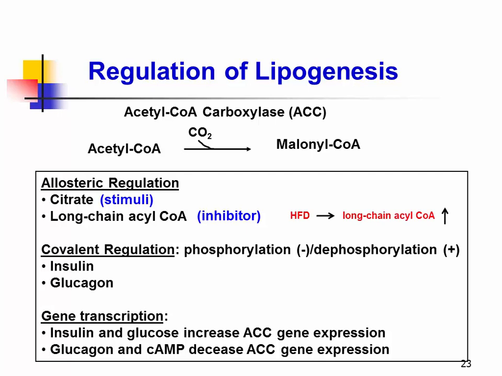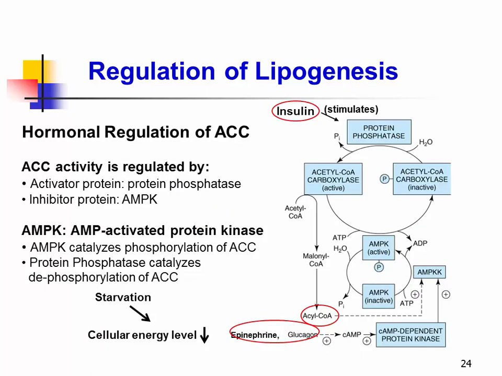So that's just the connection between a high-fat diet and lipogenesis through long-chain acyl-CoA levels. This is a kind of complicated diagram. I just wanted you to understand it in a simple way. You don't need to go into much detail.